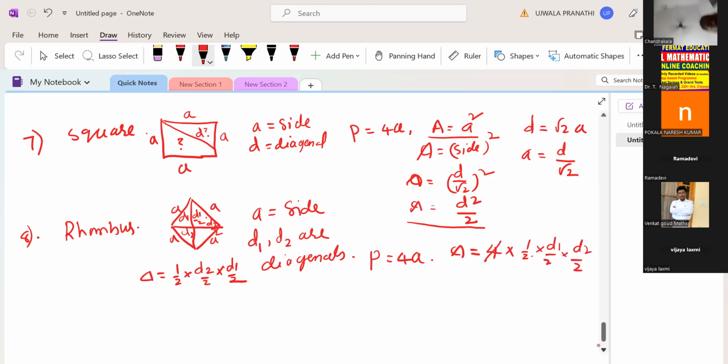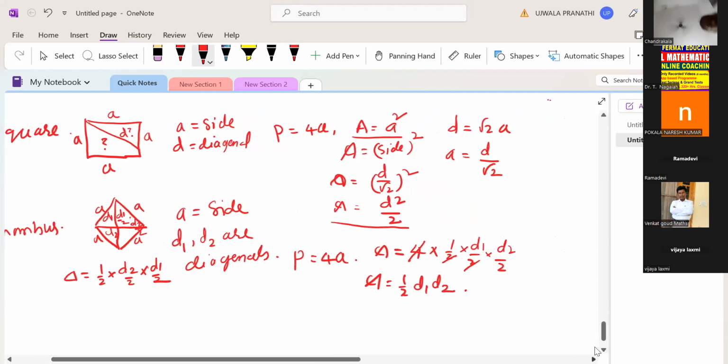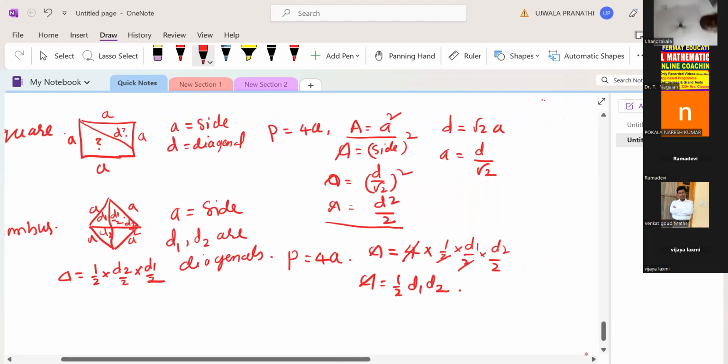Then the 4 and 2 will be cancelled. Then the area of the rhombus is half into D1 into D2. So this is the area of the rhombus. Here there is an important relation between these two diagonals and this side. That is, the sum of squares of all sides of the rhombus is equal to the sum of squares of the two diagonals. That is, 4a square equals d1 square plus d2 square.